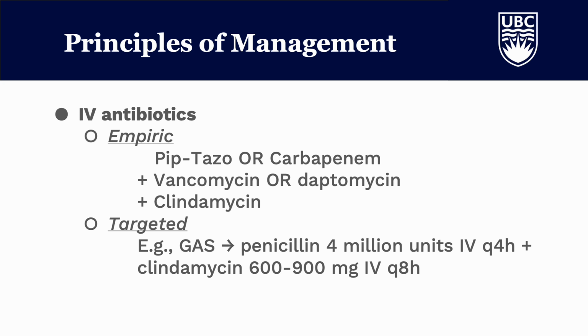Acceptable regimens include either a piptazo or carbapenem, plus vancomycin or daptomycin for MRSA coverage, plus clindamycin for its antitoxin effects. As soon as gram stain, culture and sensitivity results are available, antibiotics should be tailored appropriately. For example, with a group A streptococcal infection, the most common cause, penicillin IV Q4H plus clindamycin IV Q8H is recommended. Combination therapy should be continued until 48 to 72 hours of clinical and hemodynamic stability, at which point penicillin monotherapy may be appropriate.